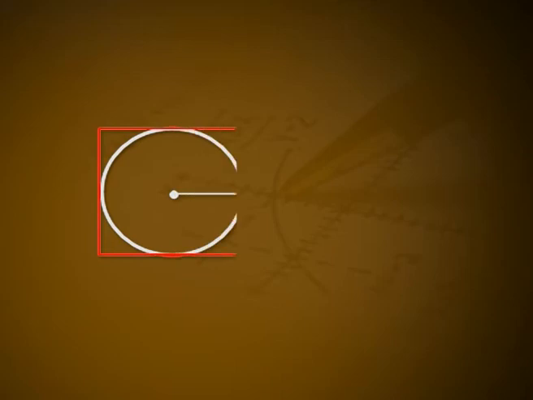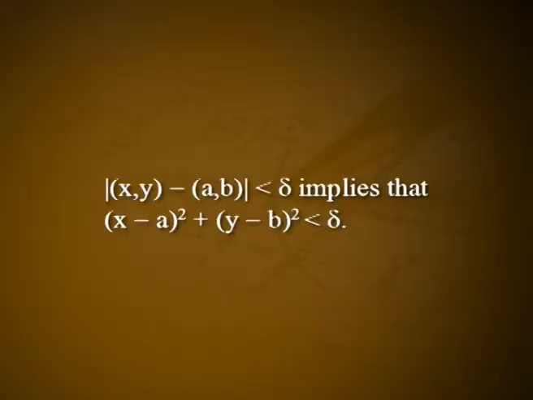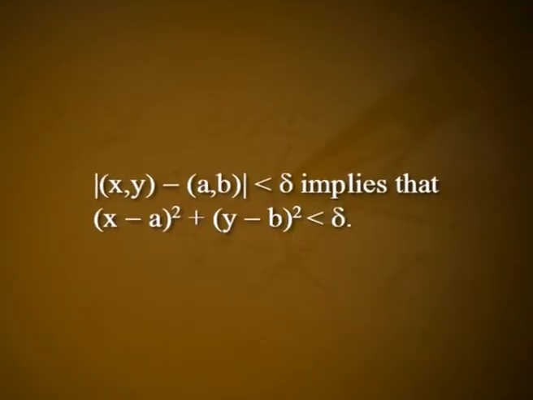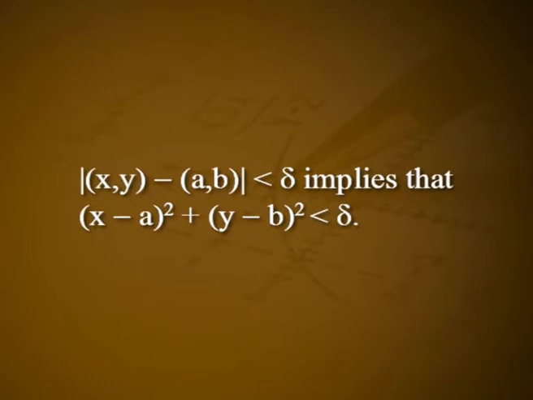Let N be a square delta neighborhood of (a, b). Consider the circular delta neighborhood B of (a, b) and let (x, y) belong to B. Then absolute value of (x, y) minus (a, b) less than delta implies that (x minus a) square plus (y minus b) square is less than delta square. This shows that absolute value of x minus a is less than delta and absolute value of y minus b is less than delta, and hence the point (x, y) belongs to N. Therefore B is contained in N.